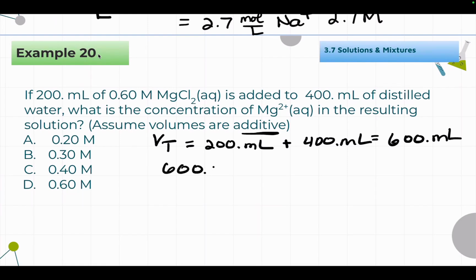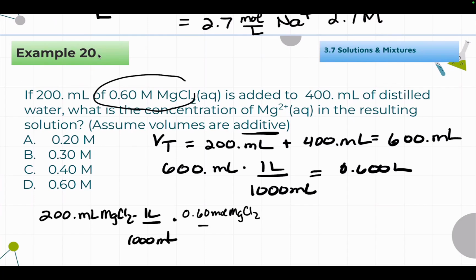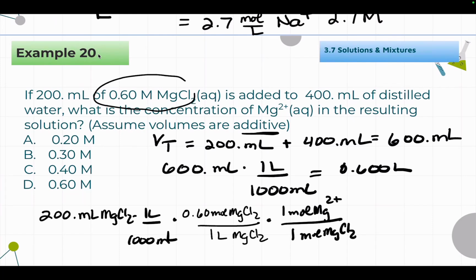And that 600 mL is the same as 0.600 liters. In terms of the magnesium chloride, I have 200 mL of magnesium chloride, but I'm going to convert that into liters. I'm going to use the molarity as a conversion. So 0.60 moles of magnesium chloride for every 1 liter of magnesium chloride. Now I'm going to focus in on the magnesium, you could do the chloride. So there's 1 mole of magnesium ions for every 1 mole of magnesium chloride. That'll give me my moles, and then I'm going to divide that by that volume.